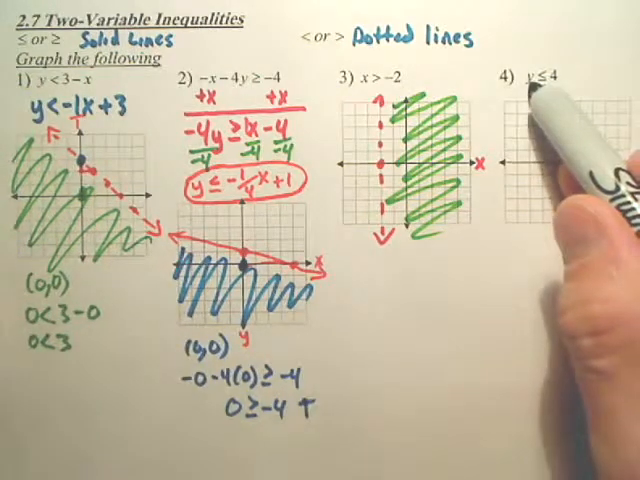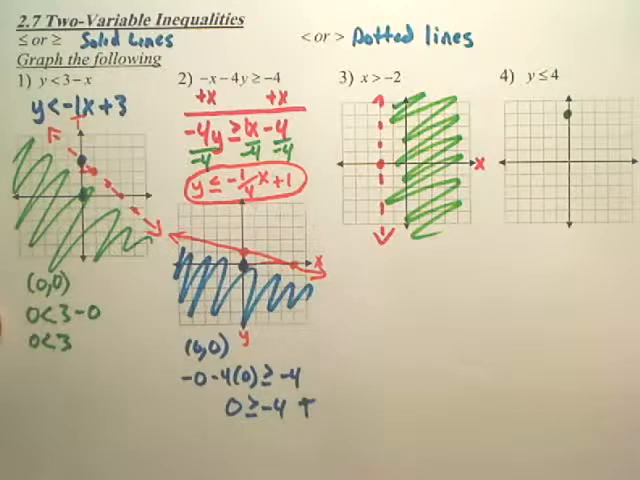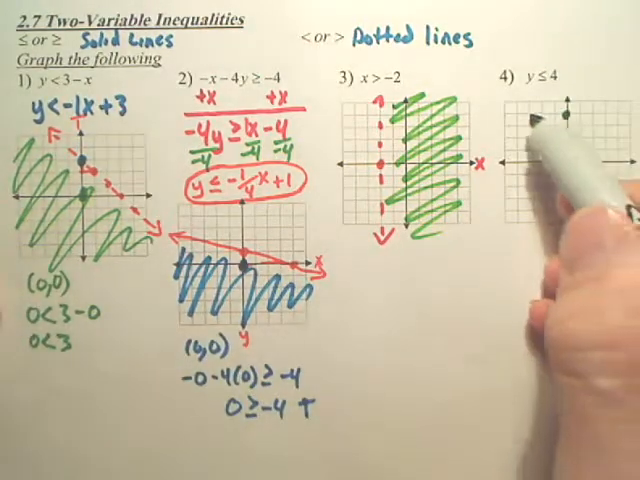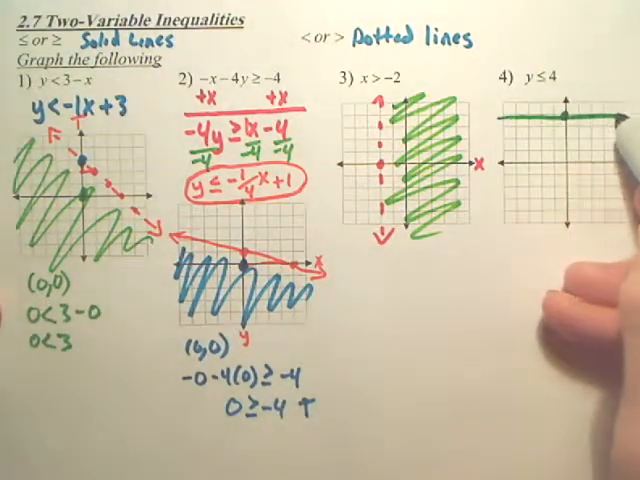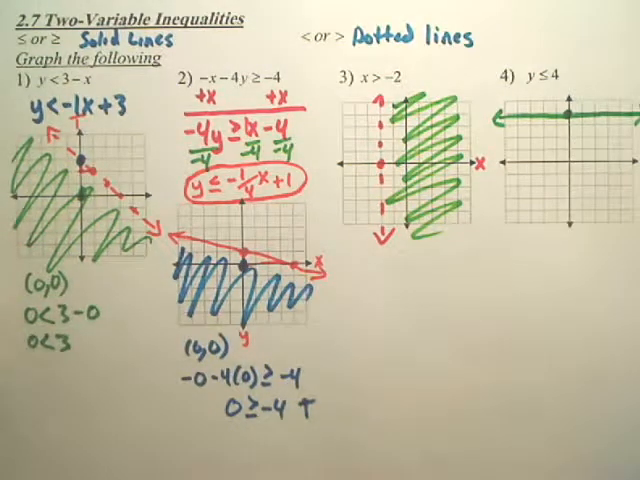So here we want y is 4. So we put a dot at 4 on the y-axis. And then we should recognize, okay, where is y always 4? It's going to be along that, like so. Y is always 4 there. It's solid because it's or equal to.